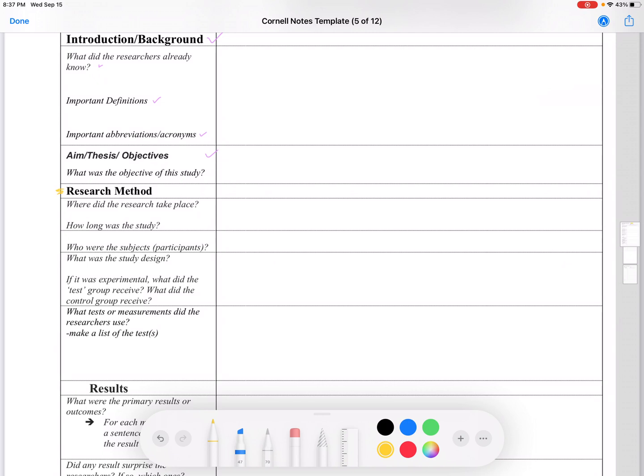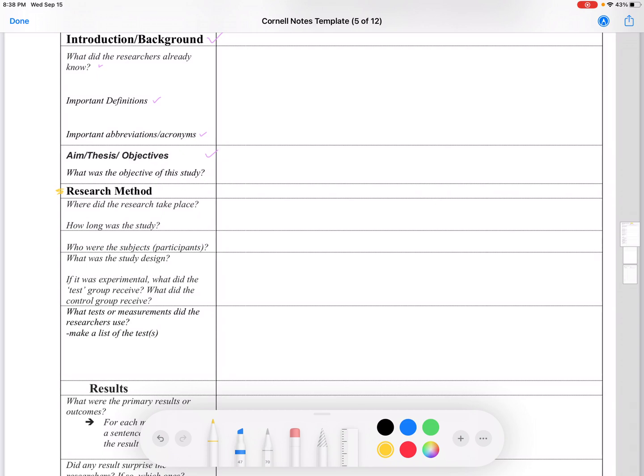Who were the subjects? They will tell you who the subjects were. That means who were the participants. Were they animals? Which kind? Were they humans? Were they adults? Were they children? Were they female? Were they male? Did it say? Provide those details. Also, they might tell you early in the research method how many subjects. You can write that down here too.